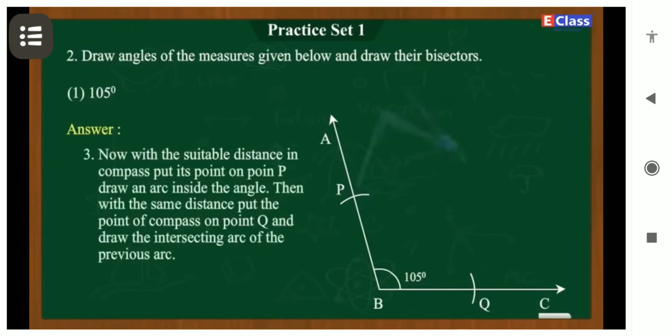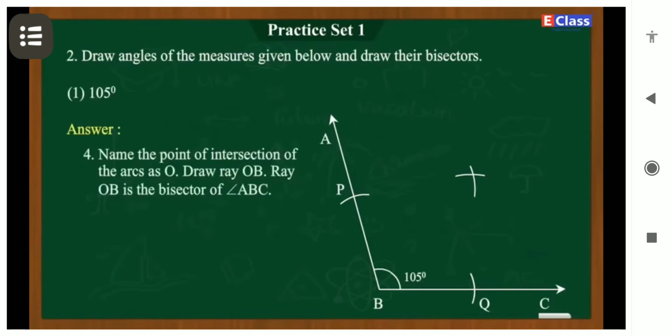3. Now, with a suitable distance in compass, put its point on point P and draw an arc inside the angle. Then, with the same distance, put the point of compass on point Q and draw an arc intersecting the previous arc. 4. Name the point of intersection of the arcs as O. Draw ray OB. Ray OB is the bisector of angle ABC.